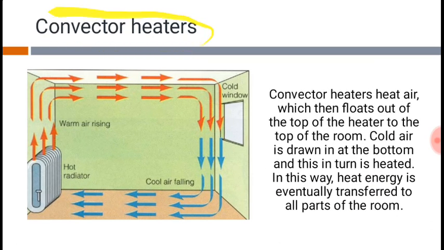The other example of convection currents is convector heaters, a heater which warms up the room. The convector heater heats up the air, which then floats out of the top. The warmer air goes up, and automatically the cooler air comes in. The cold air is drawn in at the bottom, and this in turn is heated. In this way, heat energy is eventually transferred to all parts of the room. This is how the hot air gets circulated, based on convection.